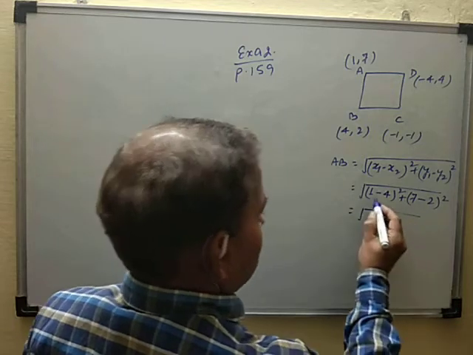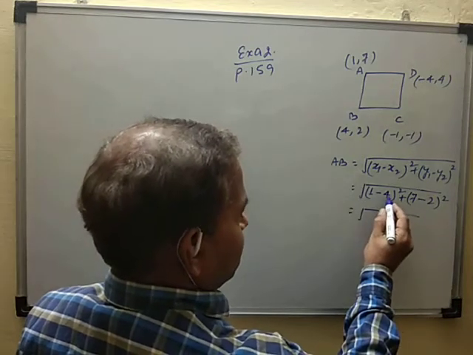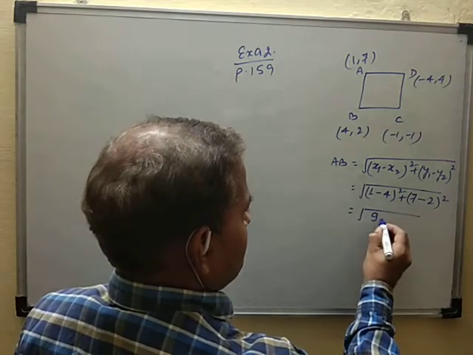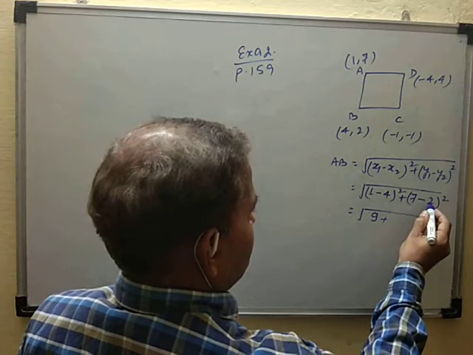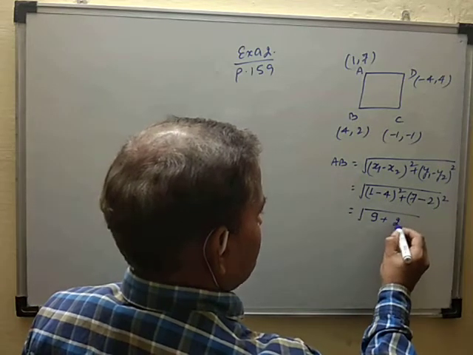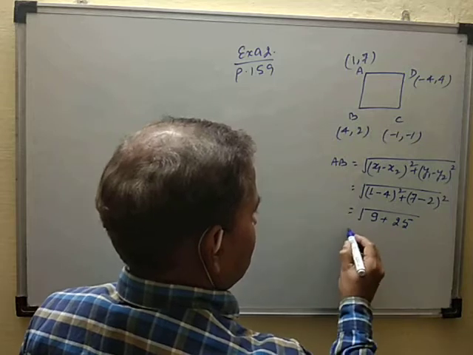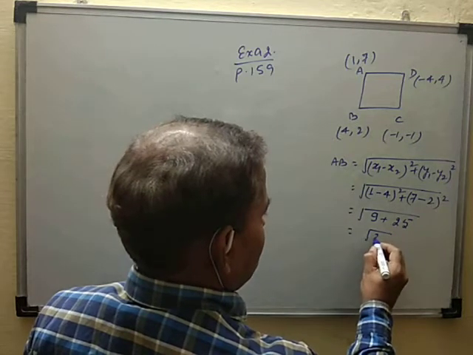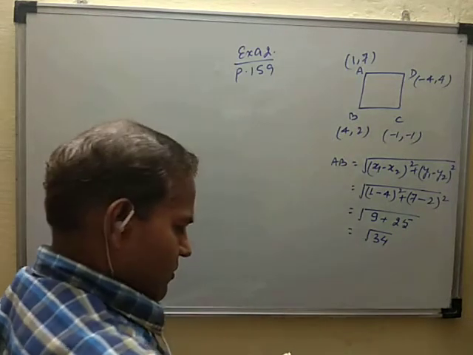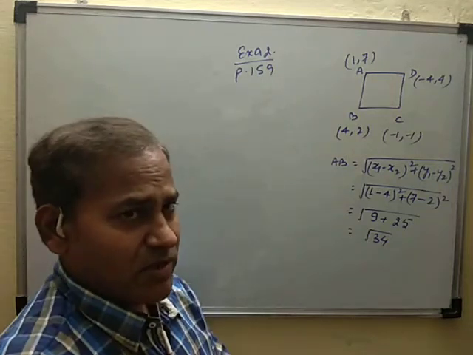So square root of, 1 minus 4 is -3 and its square is 9, 7 minus 2 is 5 and its square is 25. Now add it, square root 34. So this is the one side AB.